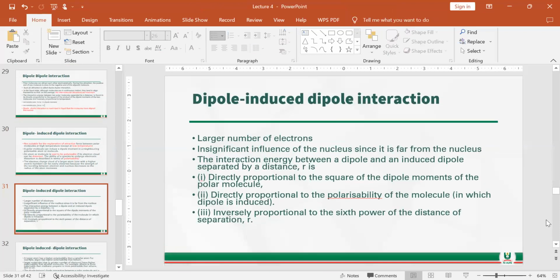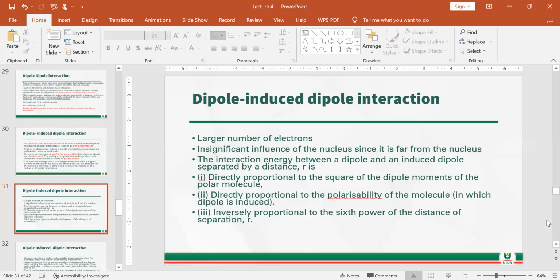So now let's look at the dipole-induced dipole interaction. In a large molecule, the electrons have an insignificant influence from the nucleus since they are far from it. The interaction energy between a dipole and an induced dipole separated by a distance r is directly proportional to the square of the dipole moment of the polar molecule and directly proportional to the polarizability of the molecule. Polarizability is a distortion, that is, a change of the electron cloud, and the energy is inversely proportional to the 6th power of the distance of separation.